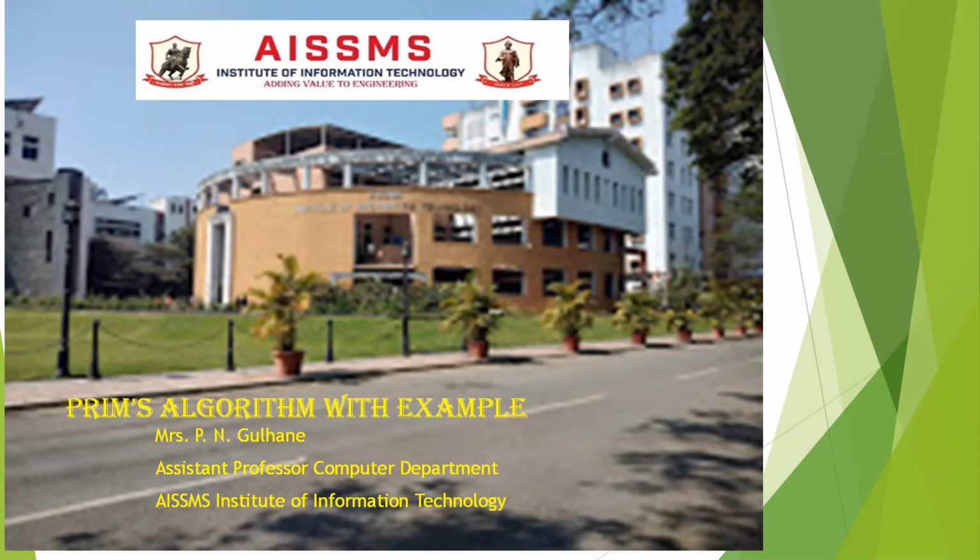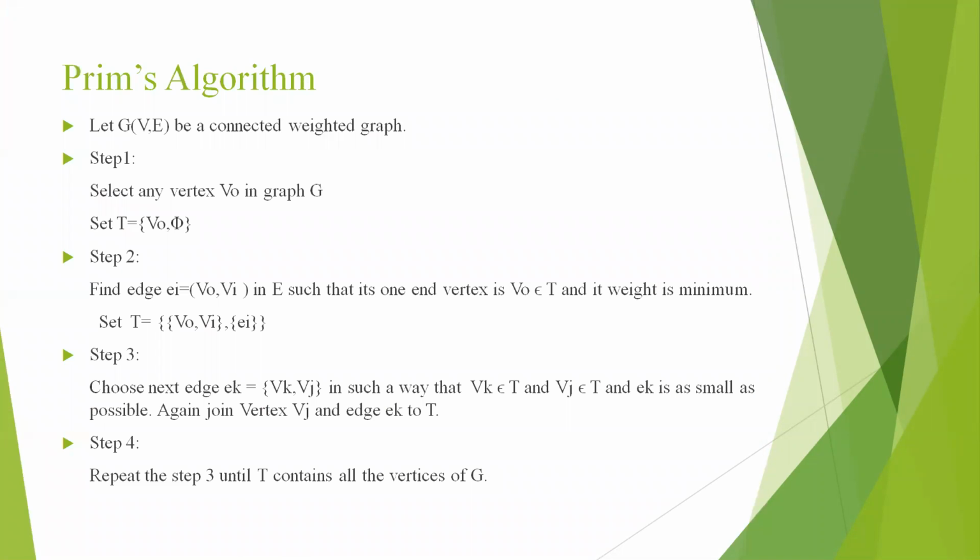Today I am going to explain Prim's algorithm with example. So before we see example, we will check all the steps of Prim's algorithm. Let G be a connected weighted graph. Then to find out the minimum spanning tree, consider the following steps.